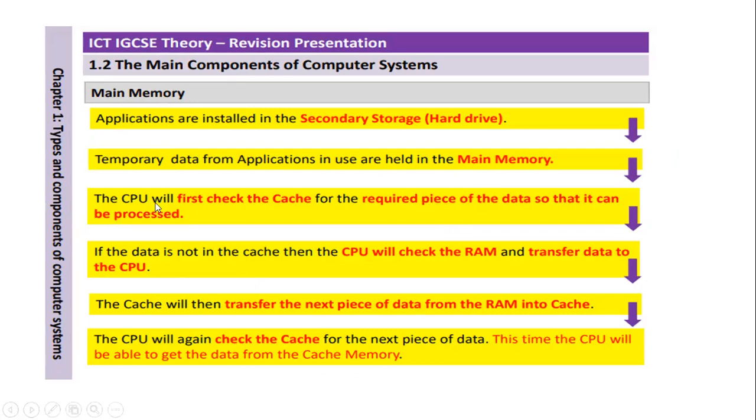Last time we discussed system software, application software, and some components of the computer. One of the components of the computer is the CPU, and this slide tells us how memory is accessed. Applications are stored in the secondary storage, the hard disk or hard drive. Temporary data from applications in use are held in the main memory. Whenever we write data using any application, that data goes into RAM. Remember, the CPU will first check the cache for the required piece of data so that it can be processed. Do you remember cache, Rehan?